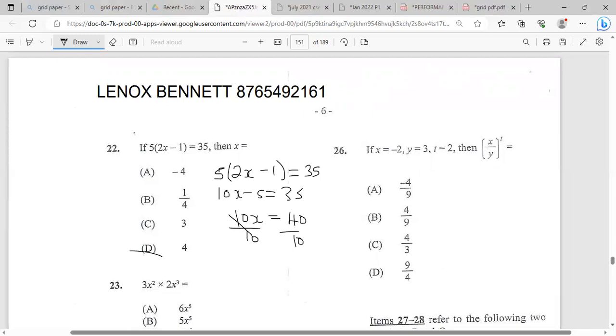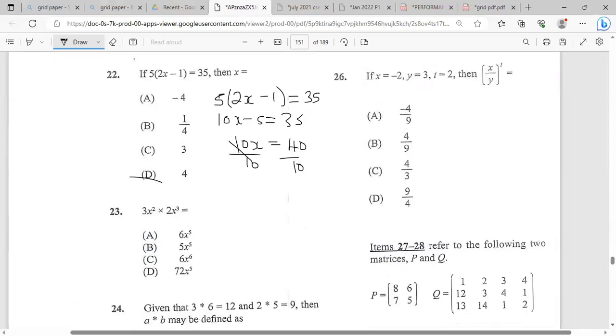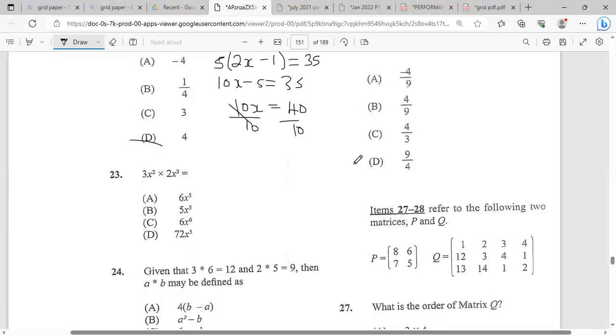All right, if 3x squared times 2x to the third is equal to, so we multiply the numbers normal, so 3 times 2, 6, and we add the powers. So we're gonna add 2 plus 3, which gives us 5, so that's A.